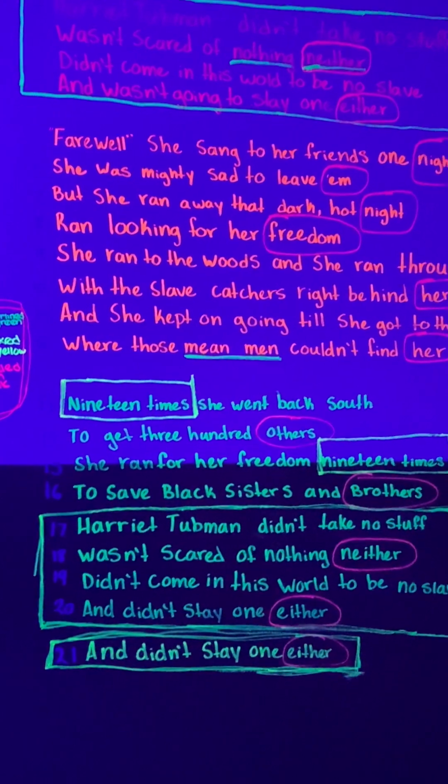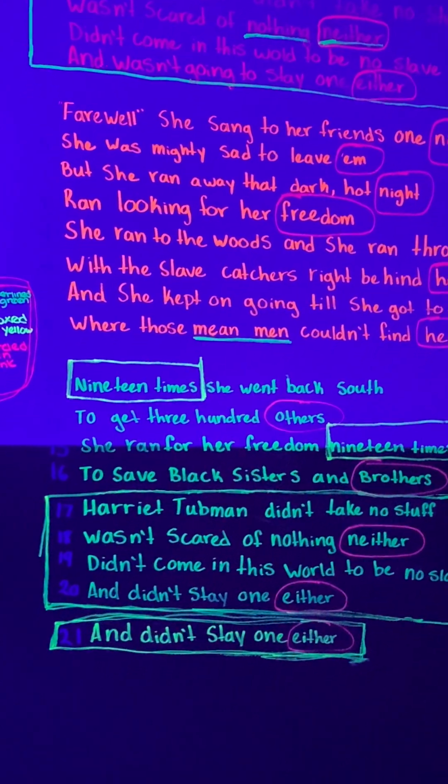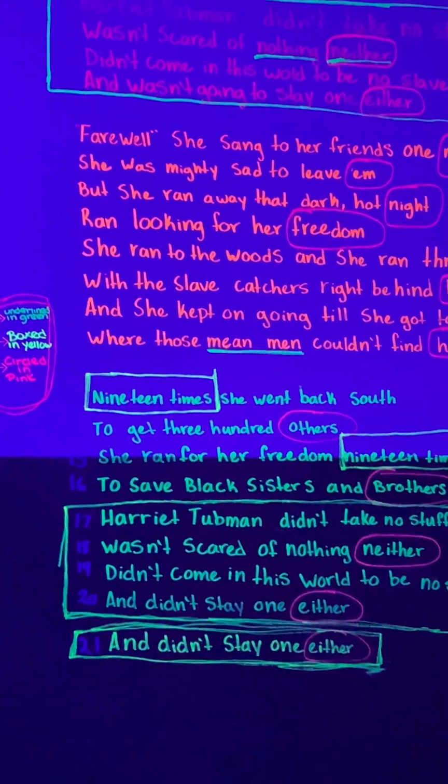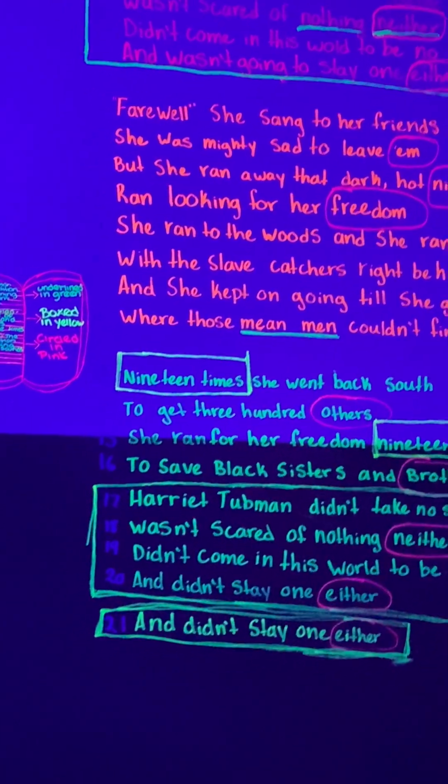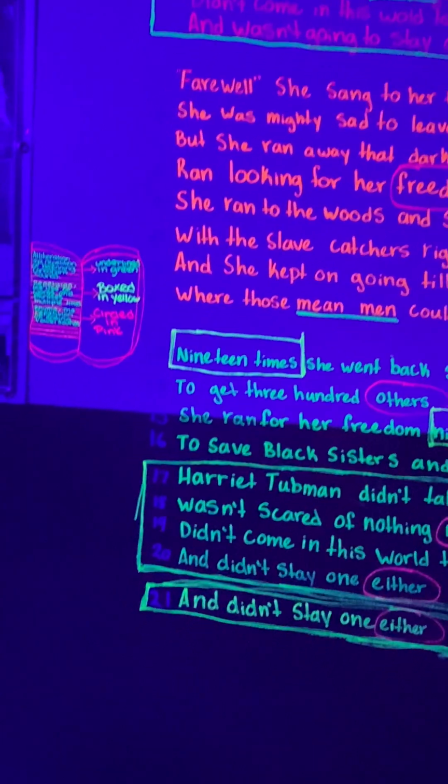Harriet Tubman didn't take no stuff, wasn't scared of nothing neither. Didn't come in the world to be no slave, and wasn't going to stay one either. And didn't stay one either.